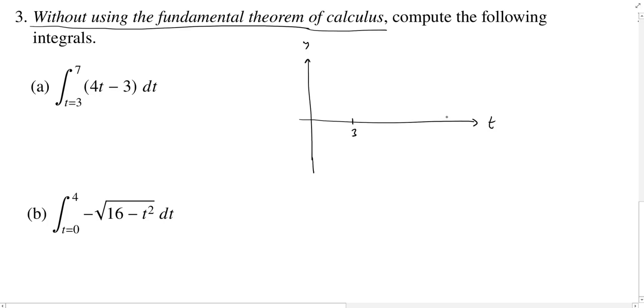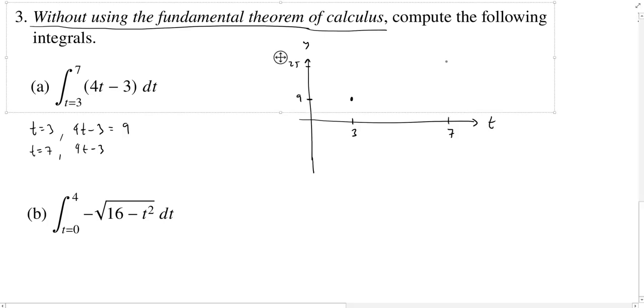Let's go from 3 to 7. When t equals 3, 4t minus 3 equals 12 minus 3, which is 9. We're going to scale this down a little bit so we have room, so that'll be 9. And what about when t equals 7? 4 times 7 is 28, minus 3 is 25. This is definitely not to scale. And then we will connect the dots.